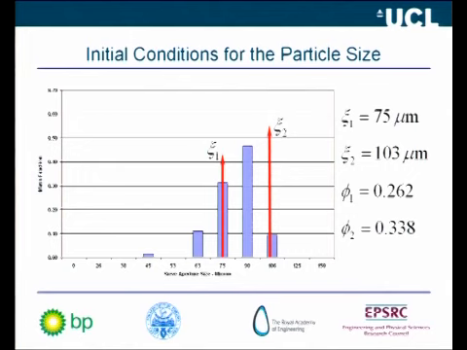So by doing this, what we have is this. We have, for example, for powder A, this particle size distribution. From this particle size distribution, we calculated the moments. We back calculated the weights and the nodes.